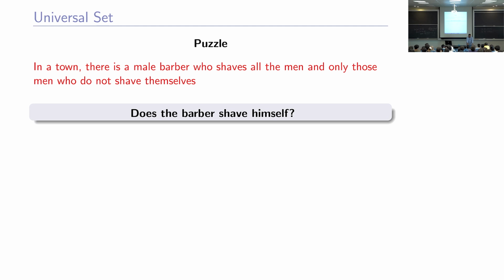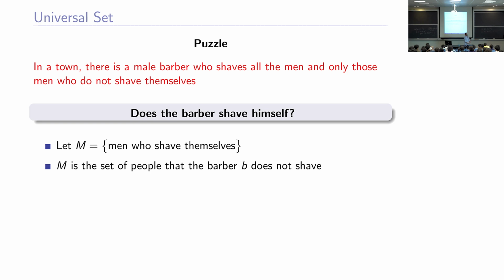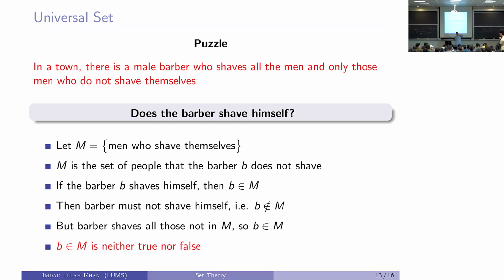If he does, then he doesn't, and if he doesn't, then he does. If the barber shaves himself, then he shouldn't shave himself, because the rule says anybody who shaves themselves is not shaved by the barber. And if the barber does not shave himself, then the rule says he should be shaved by the barber. What is this? So you can do this kind of analysis, and now you know enough logic that you can do this analysis, right? If B is in M, then B should not be in M, and if B is not in M, then B should be in M, right?